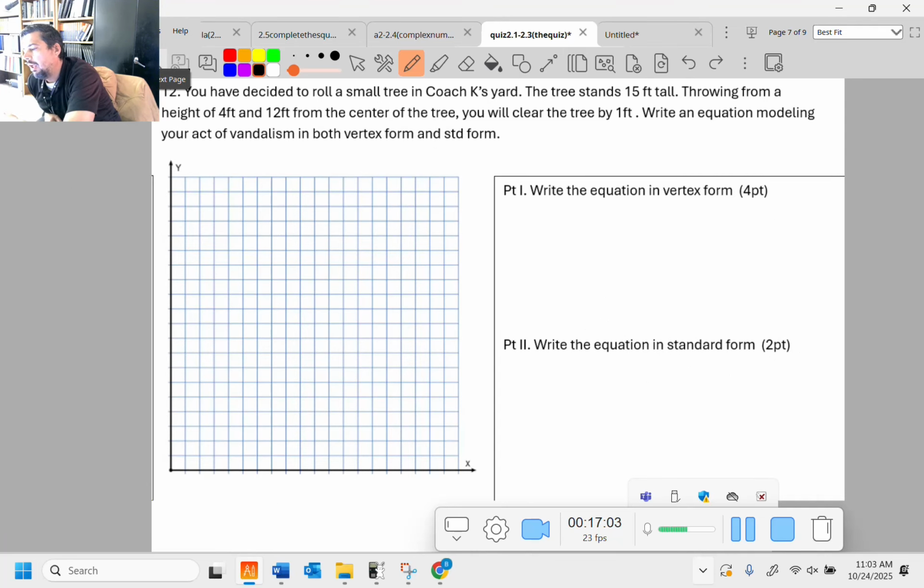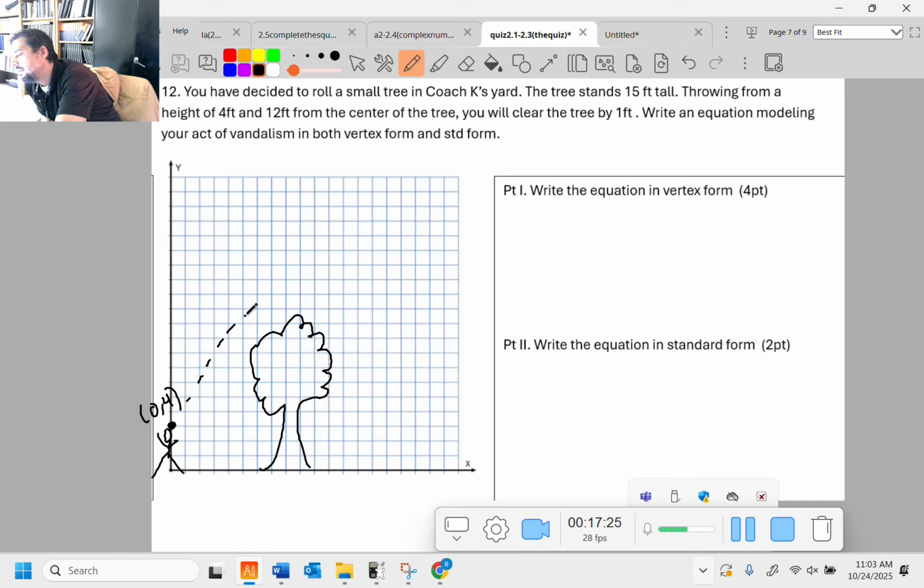12 was bad. So anyways, you're rolling toilet paper. It says you're going to throw the toilet paper from a height of 4 feet. So that's the first point on the graph right there. A tree is involved. You're going to roll a tree, just like many of y'all will do here in the next couple of nights. You're going to clear the tree by 1 singular foot.